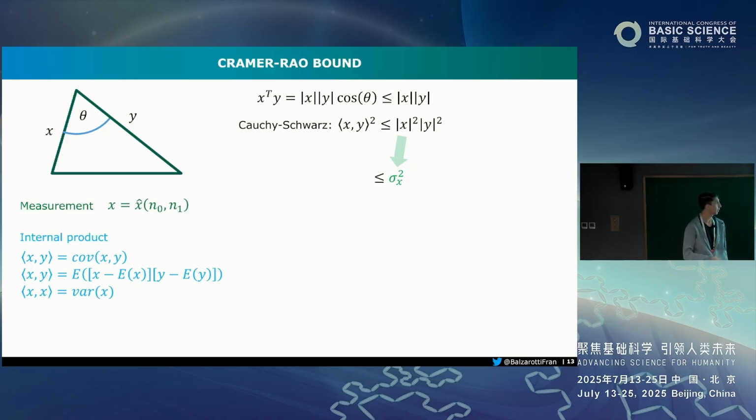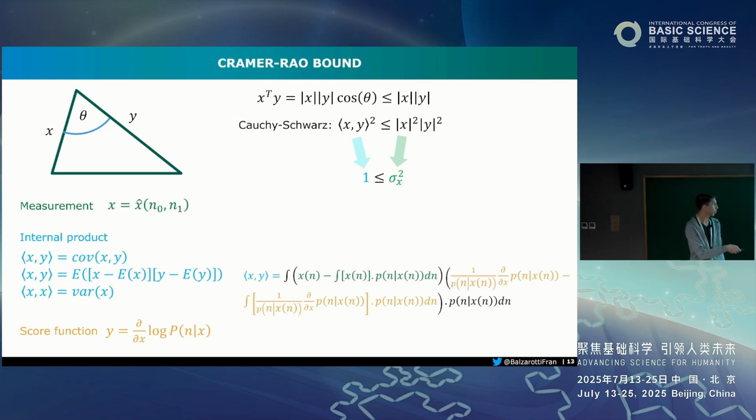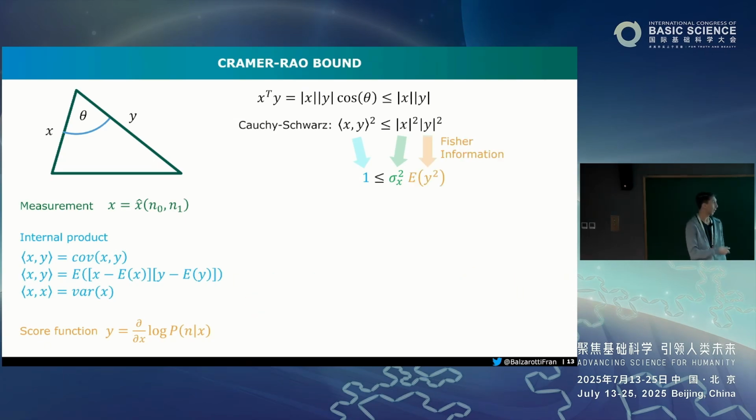So that's great already. Then, if you choose y to be something smart, in this case chosen to be the derivative of the log likelihood function of the problem, you can work out that this inner product here is always 1, no matter what you do. Of course, you need to compute this, it's a bit long, but it can be demonstrated. And then what remains here is what you need to actually compute to put a bound on the precision.